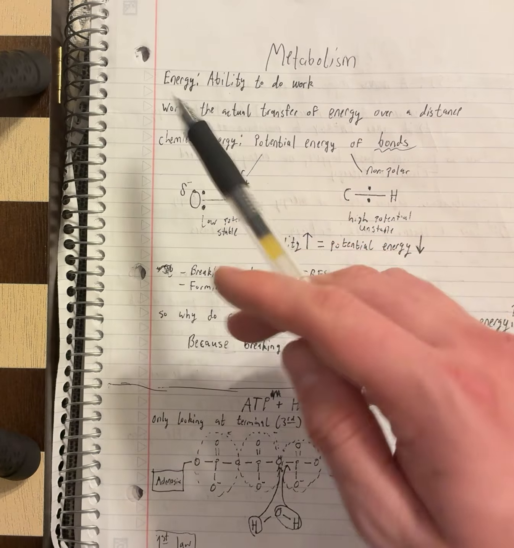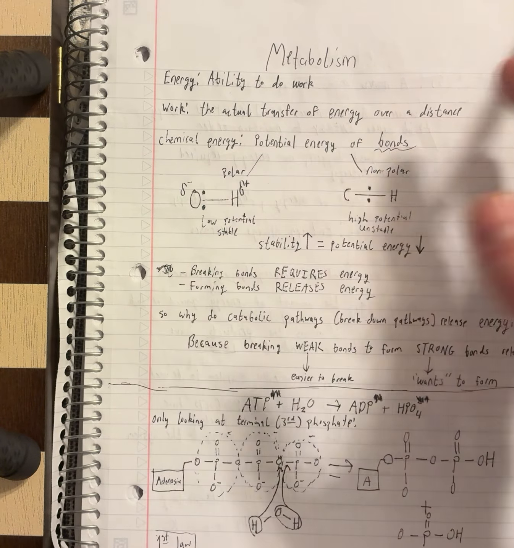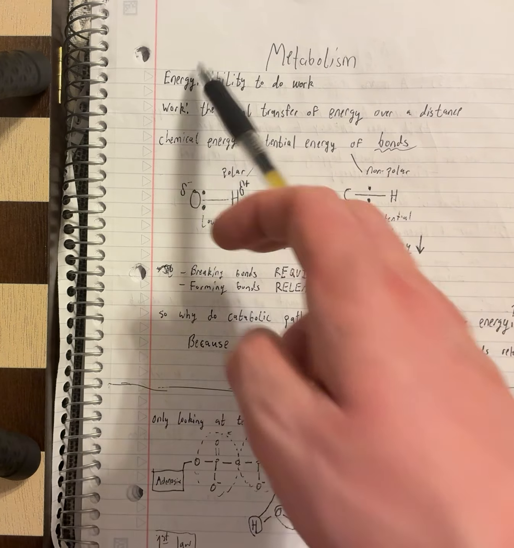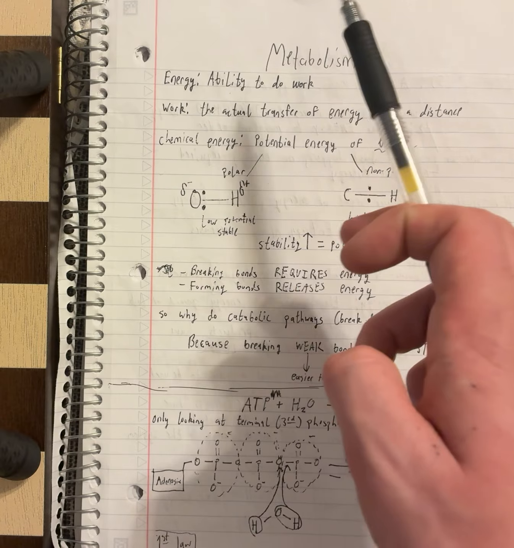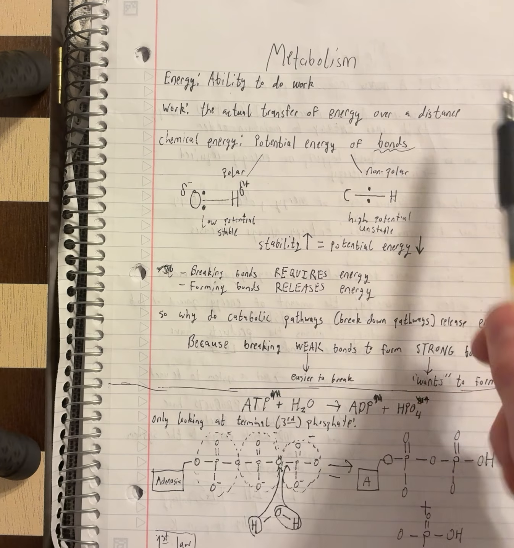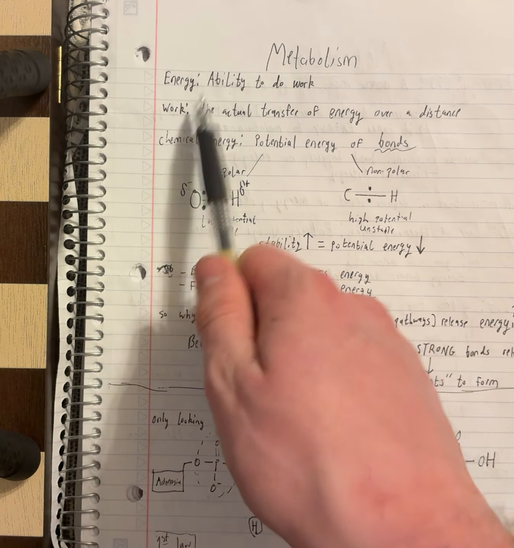You have high energy. But if you're like, oh, you're really low energy, you're not going to be going for any runs. I guess you could, but you'd do it way better if you were high energy. So energy is the ability to do work. Work is actually transferring energy over a distance. So when you think of work, think of labor, right?